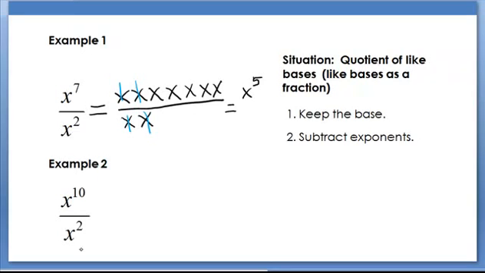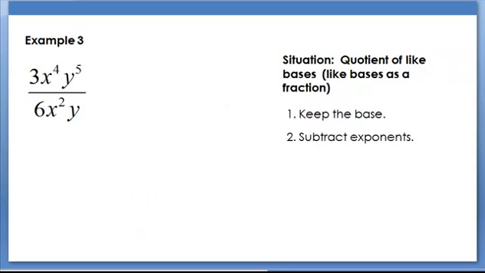So for example 2, we have a direct application of the rule. Like bases as a quotient or fraction, we will keep the base and subtract the exponents. 10 minus 2 is 8.